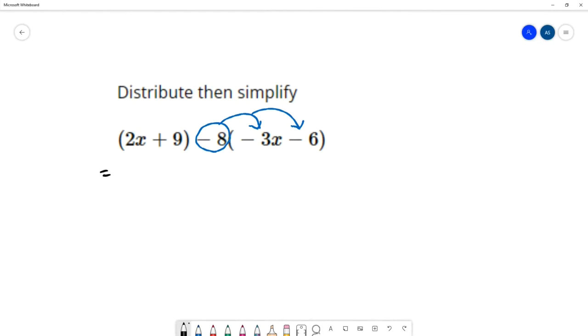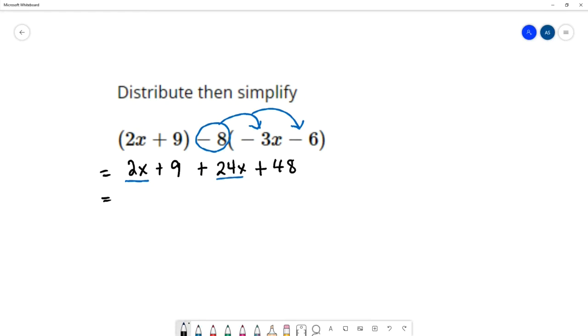This will simplify to be 2x plus 9. A negative 8 times a negative 3x will be a plus 24x. Negative 8 times negative 6 will be a plus 48. And I'll combine like terms. We have 2x and 24x being like terms.